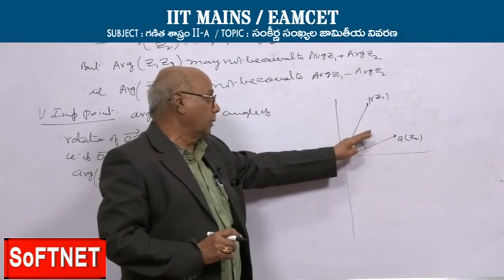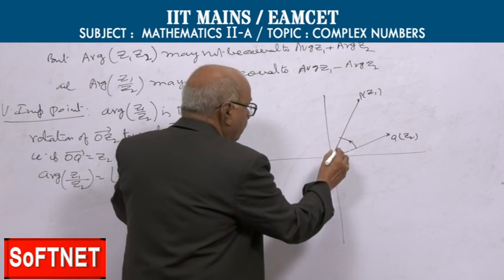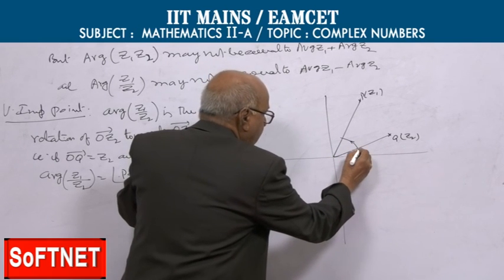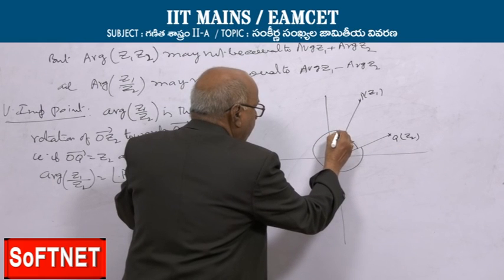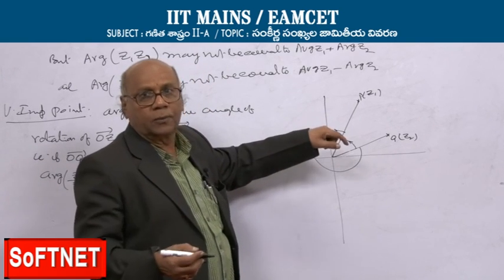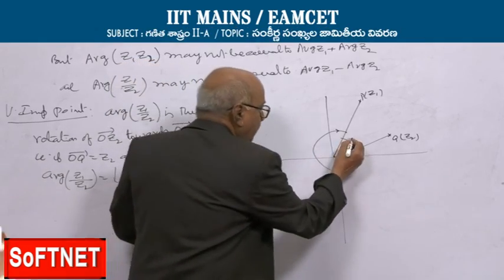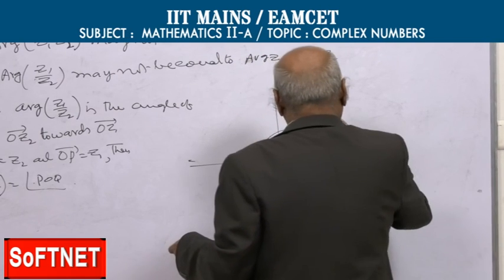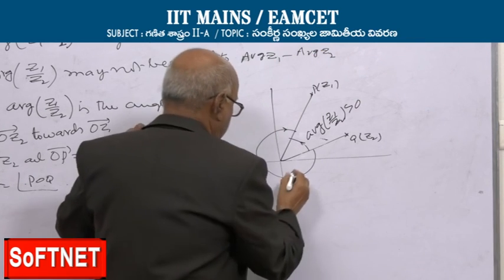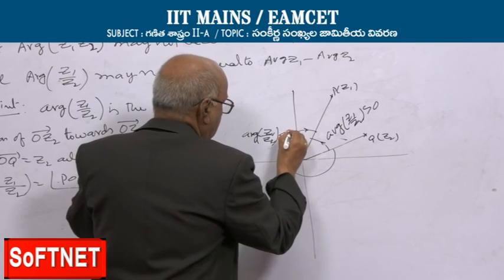If you go in the counterclockwise sense, this is the argument of Z1 by Z2, which is considered positive. But if you go the other way, you can write that way also. This is also the argument of Z1 by Z2, but it is considered to be negative. So this arg Z1 by Z2 is positive, and this is also arg Z1 by Z2, which is negative.